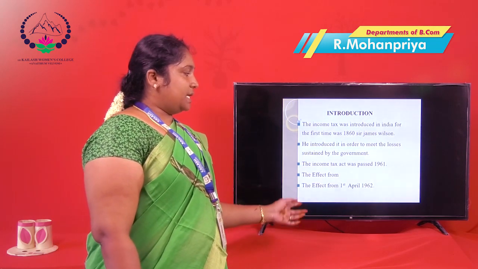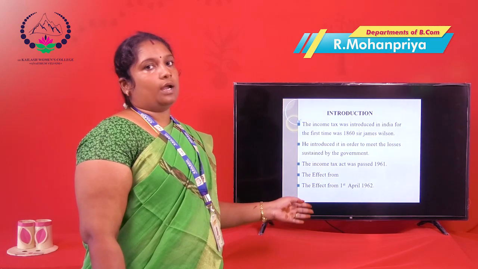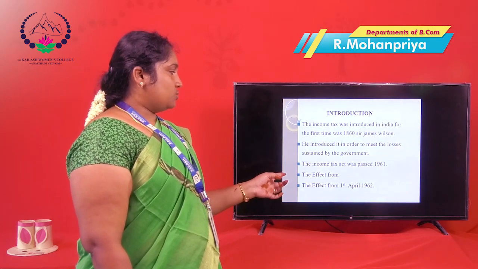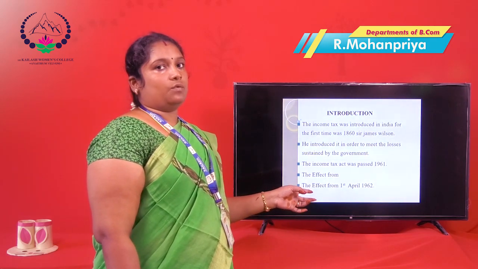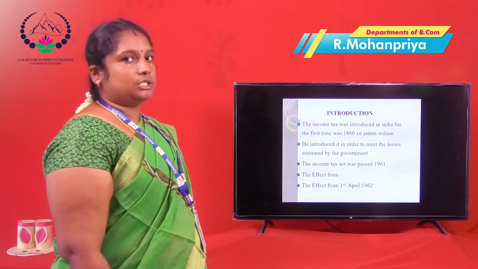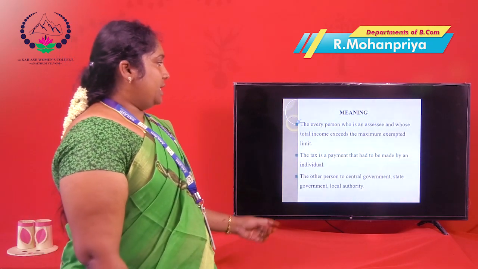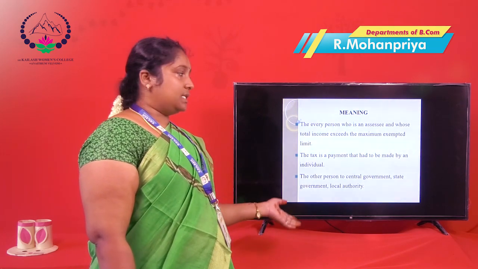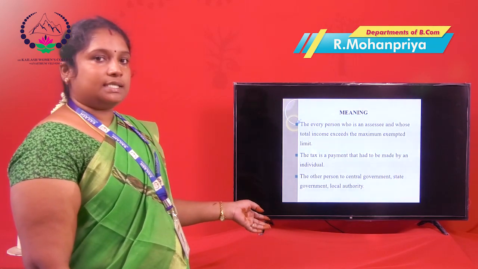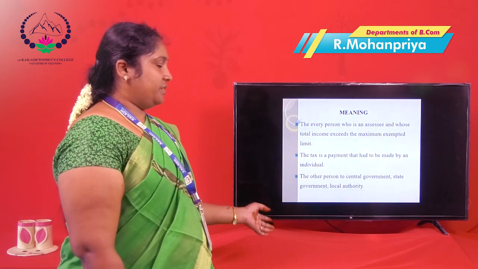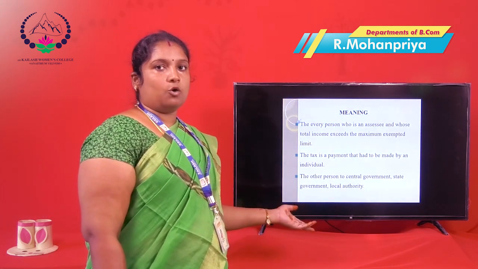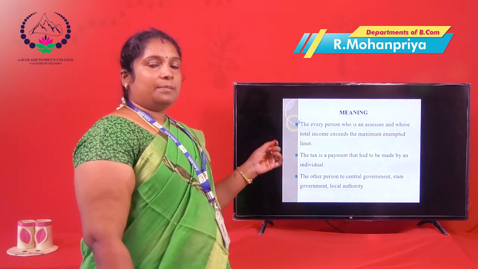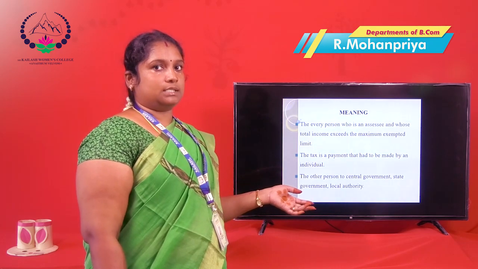Next, the Income Tax Act was passed in 1961 but came into effect from April 1st, 1962. Then, tax means every person who is an assessee and whose total income exceeds the maximum exempted limit. The tax payment has to be made by an individual, any person, state government, central government, local authority, etc. Any sum of money paid to the government, that is the meaning.